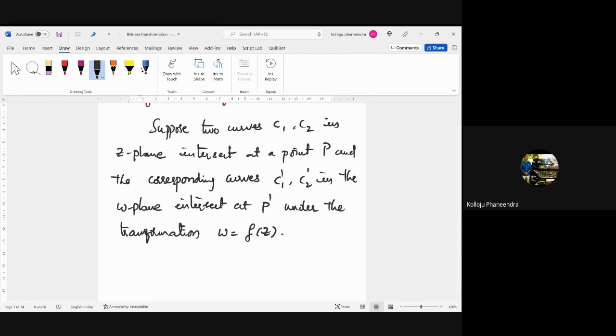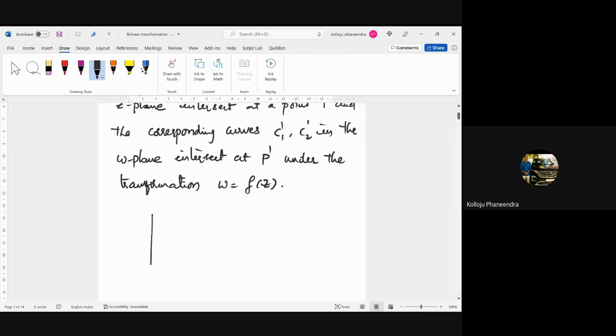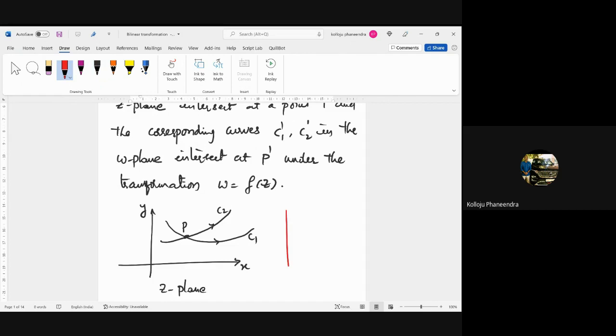Okay, so what is the thing here? See, let me draw the figure roughly. This is Z plane. Z plane means which contains the variables x and y. This is one curve C1 and this is another curve C2. These two are intersecting at point P. And coming to W plane, let me draw. This is W plane. W plane means what? Already I told you. See, W equal to f of z means what? W means u plus iv.